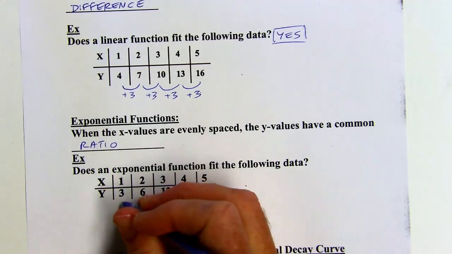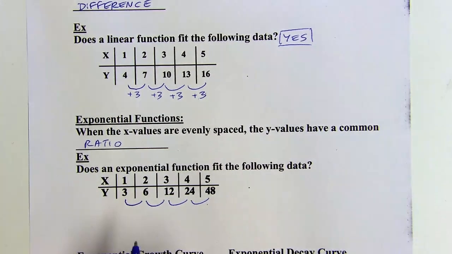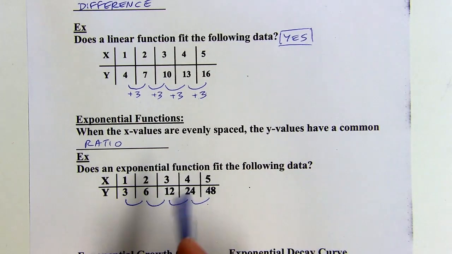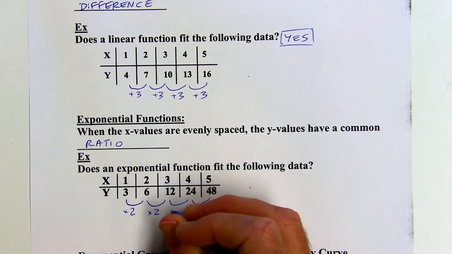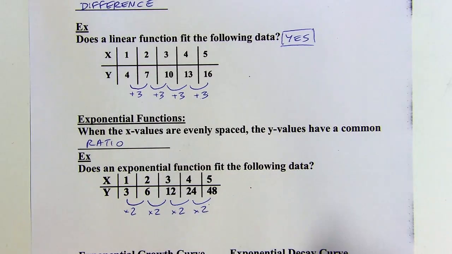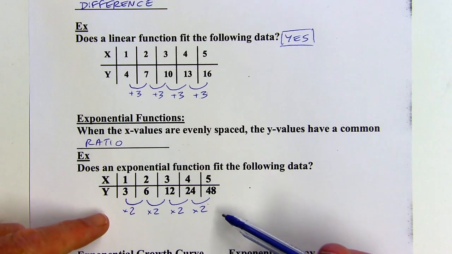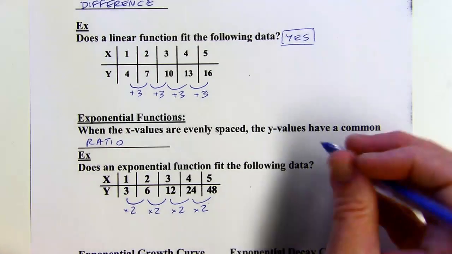But if there's another pattern that's happening here, you can multiply by 2 from y term to y term, right? 3 times 2 is 6, 6 times 2 is 12, 12 times 2 is 24, and 24 times 2 is 48. So this is a common ratio here. And when you have a common ratio, that's when you're going to have an exponential function.